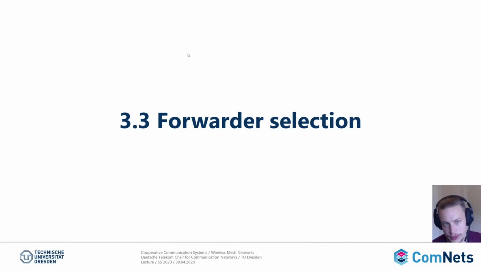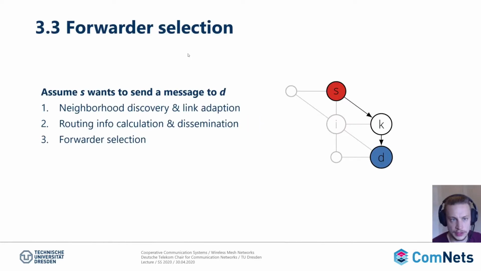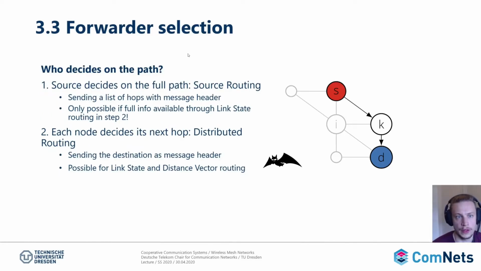The next step in the routing process is forwarder selection. So after the routing information is calculated through either link state or a distance vector mechanism, the question is how this information is applied so the routing can actually take place. In other words, the question is who decides on the path. So at first there's something called source routing, where the source decides on the full path. Effectively this means that the source would send a list of hops with the message header. So each of the nodes on the path would just take out its own node name and send it further to the next hop in the list.